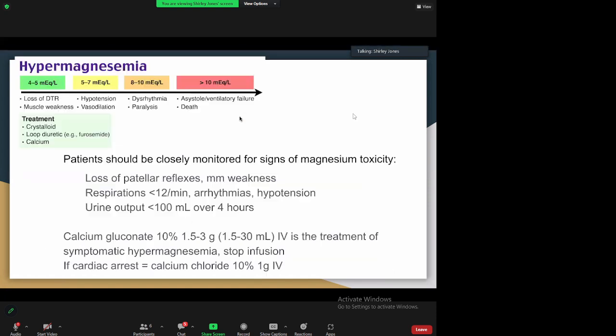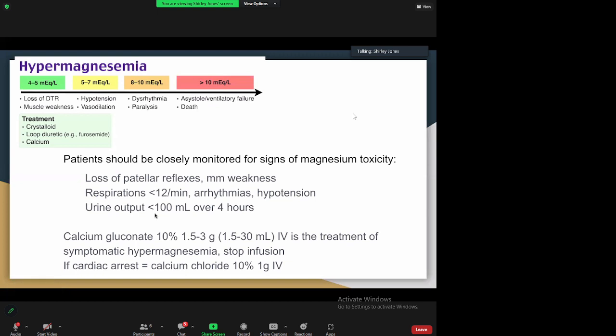We have to watch out for hypermagnesemia. So we have to monitor their levels, but more importantly, monitor them clinically. One thing that we're supposed to do is check their reflexes, because loss of patellar reflexes is one of the very first signs of hypermagnesemia. Also, if your patient complains of muscle weakness, then that should be concerning to you. Monitor their vital signs, their respiratory rate, their blood pressure, watch for hypotension, watch their urine output.